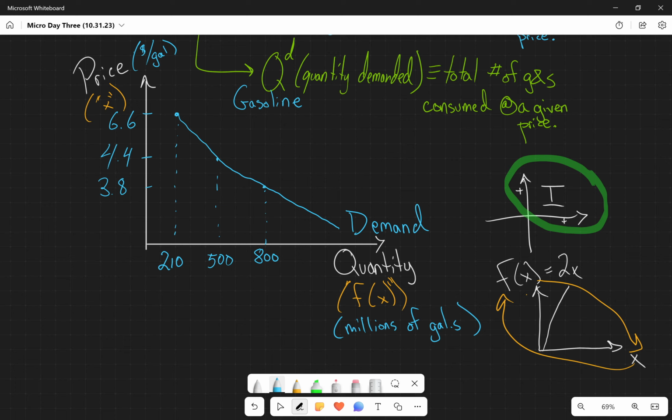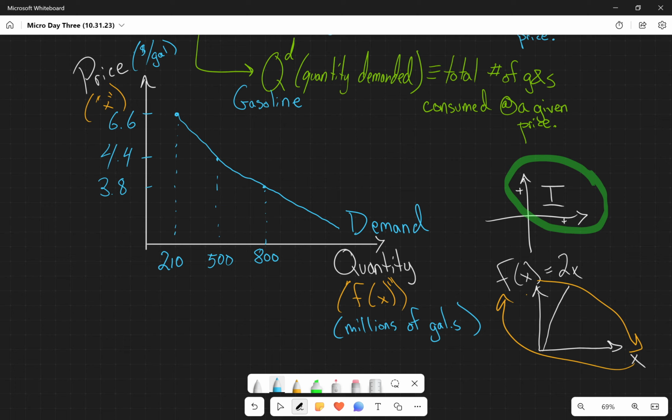That being said, it's still not the best metric for what's going on, because a lot of the fluctuations with gasoline don't necessarily have to do with demand. They have to do with supply, right? Which is the other half of this equation. So we're going to talk about that in a little bit. But right now we're talking about demand, we're talking about gasoline.